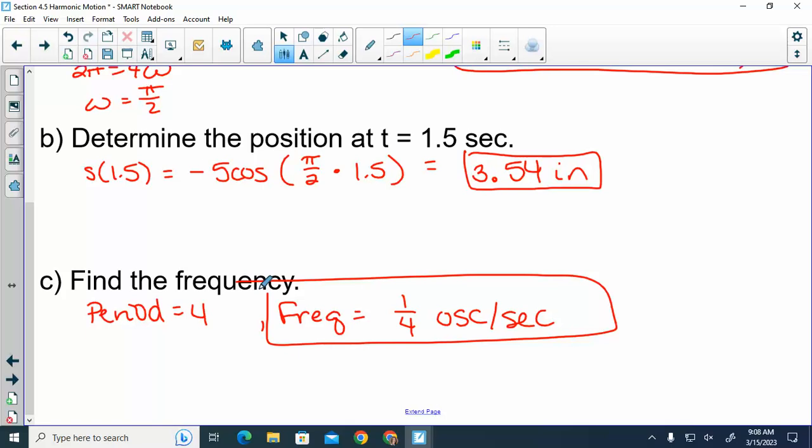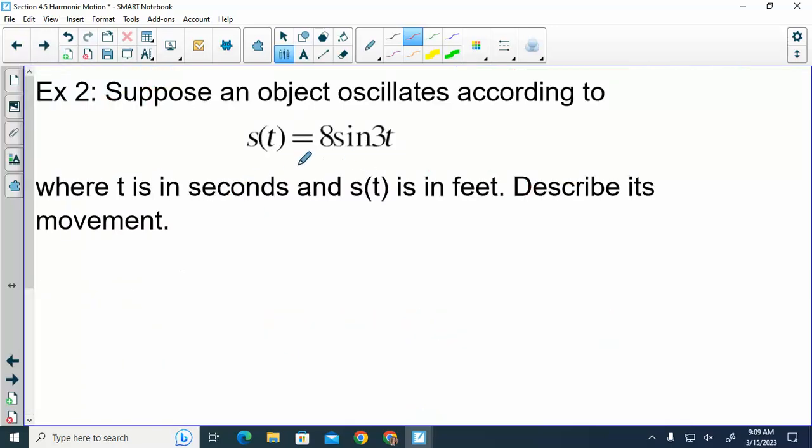Let's look at it. So if this is my equation, I just want to describe its movement. So basically, I want to describe the amplitude, period, and frequency.